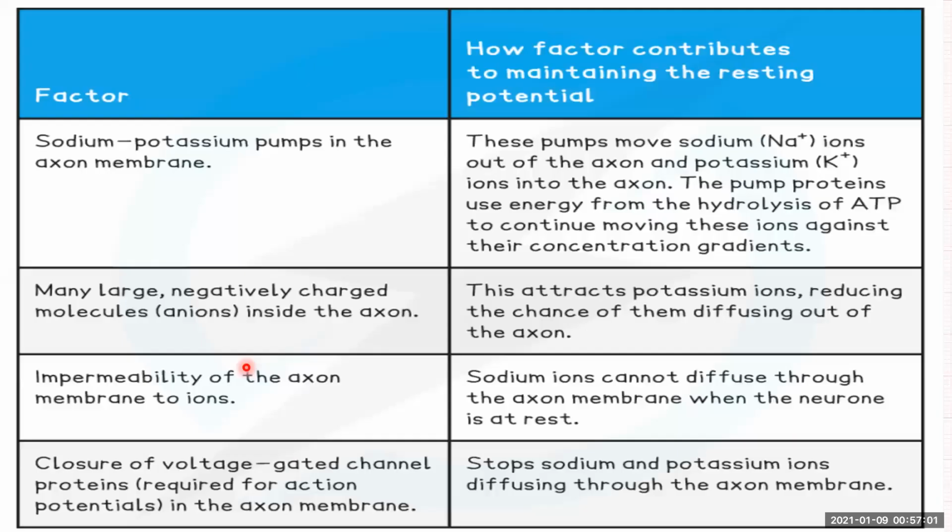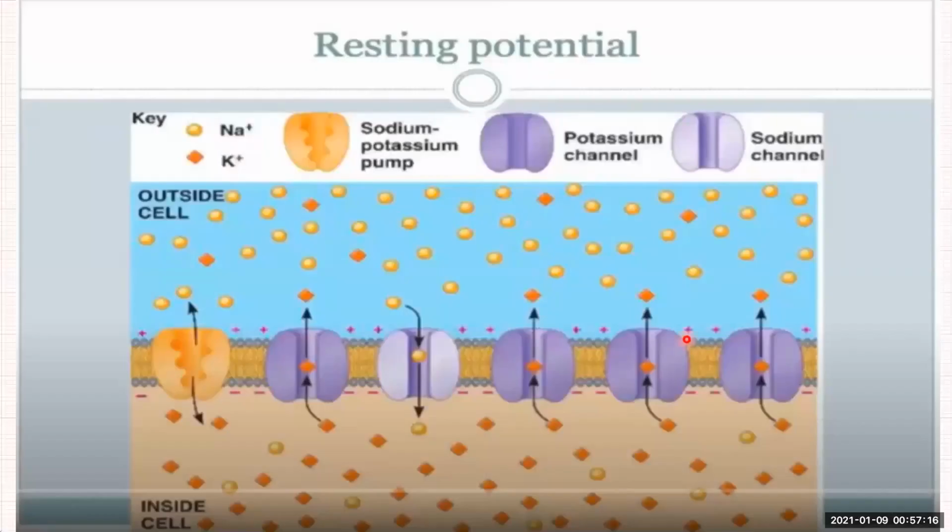Besides the sodium potassium pumps, there are many large negatively charged molecules inside the axons as well. Because of these anions, they attract the potassium ions, since there are more potassium ions inside. They attract them and reduce their chance of diffusing out of the axon. So the diffusion is also stopped because they make bonds with anions. Through this procedure also, the diffusion is stopped.